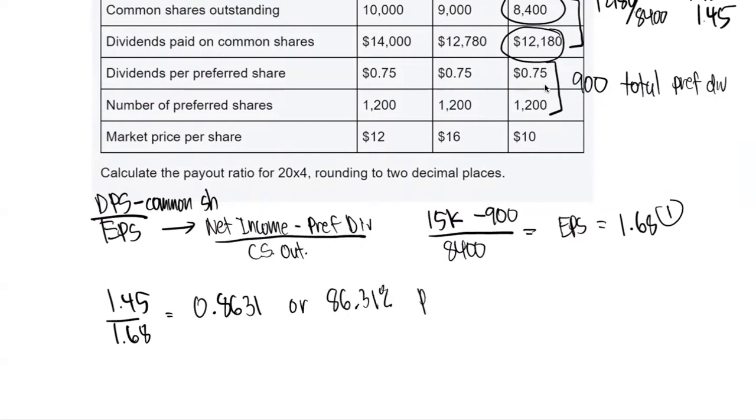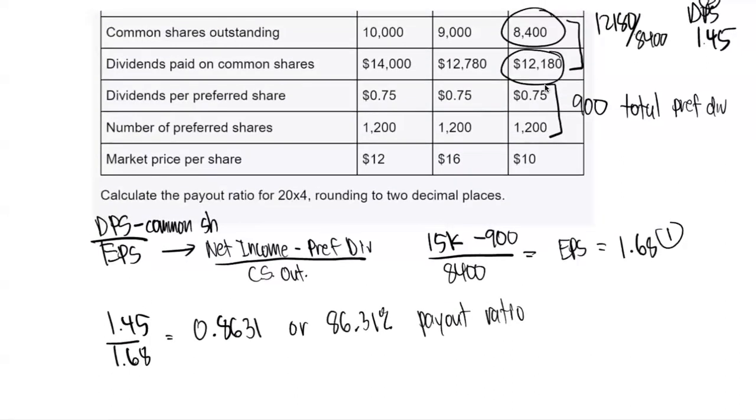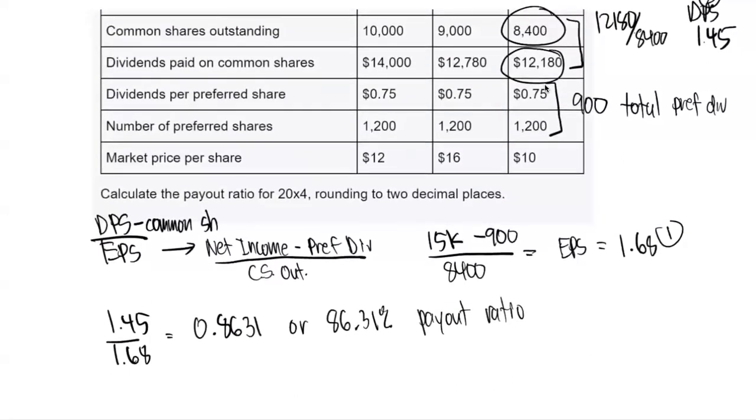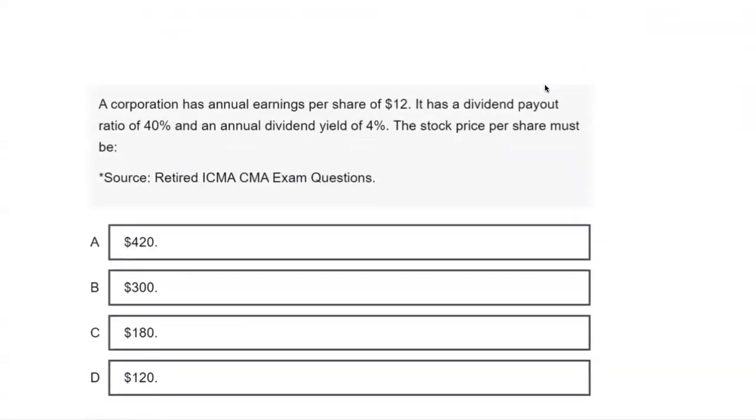86.31%. Anong ibig sabihin nito? Out of our earnings, 86.31% is being distributed back to our common shareholders. Kung ikaw si investor, gusto mo ng ganito, di ba? Kasi malaki-laki pala yung dinidistribute nilang income per year. Clear? Yes po. Okay. Sige.